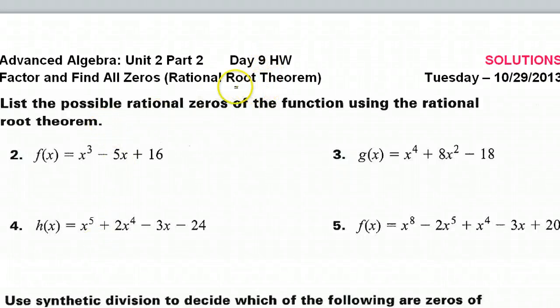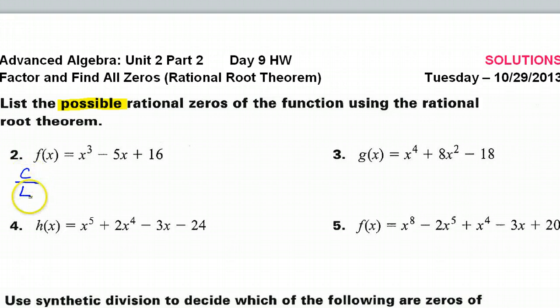Alright, day 9. We are going to be using the rational root theorem, and we will not be using a calculator to find the zeros of these functions. But for these first four, we're not actually finding the actual zeros of the functions. We're finding the possible rational zeros of the function. And according to the rational root theorem, the possible zeros will be of the form C over L.